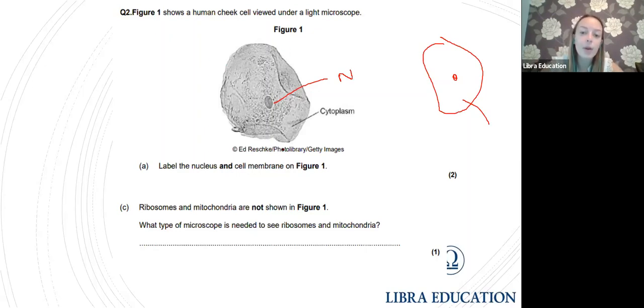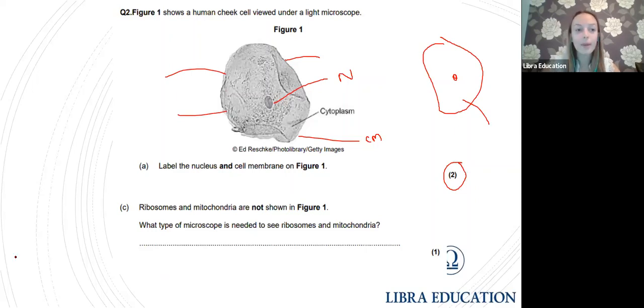And then your cell membrane should be this outer part here. So you can literally label it. So I would personally write cell membrane in your exam. But you could literally label it here, here, here, like the cell membrane spans the cell, so that's fine. So hopefully you all got that, and that will give you your 2 marks.